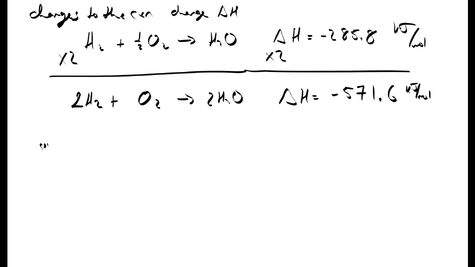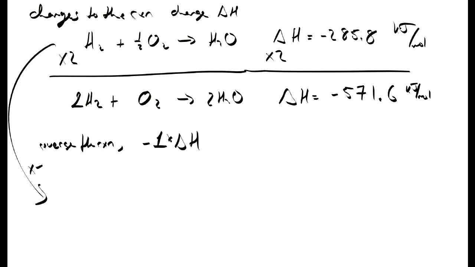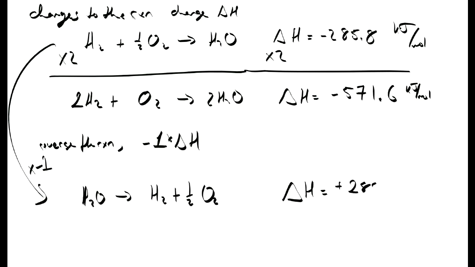The other thing is, if you reverse the reaction, that's negative 1 times delta H. However much energy is released by a reaction, if you reverse the reaction, then you have to put that much energy in to get it to happen. So take this reaction again, multiply it by negative 1. What that means is now, instead of making H2O, we're breaking H2O apart. Making H2O releases a lot of energy, and you have to put that energy in to decompose it. So delta H is now equal to positive 285.8 kilojoules per mole.